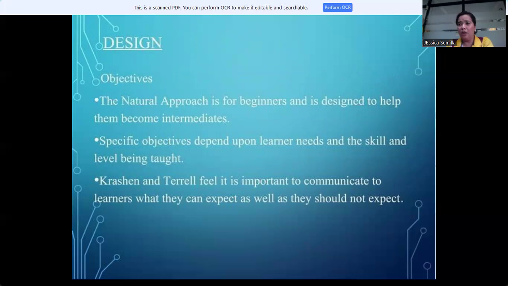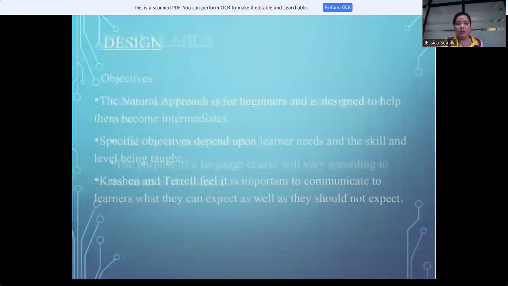So the design of the natural approach is very applicable for beginners because they were taught rules and designed to help them become intermediate, to the next level. The specific objectives depend also upon the learners and the skill and level being taught. So Krashen and Terrell identify that it is important to communicate to learners what they can expect. So there are learning expectations as they run through the rules, as they run through the structure, and what are the things that they should not expect, the limitation of the topics that they are about to have.